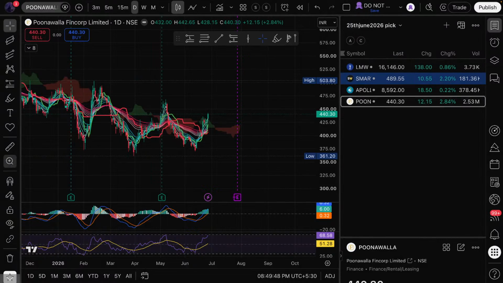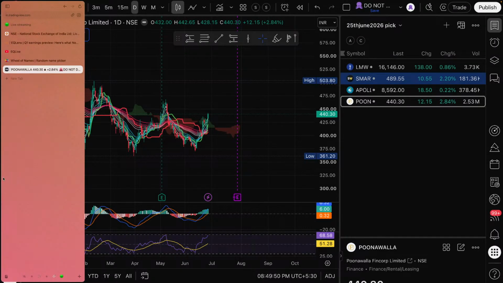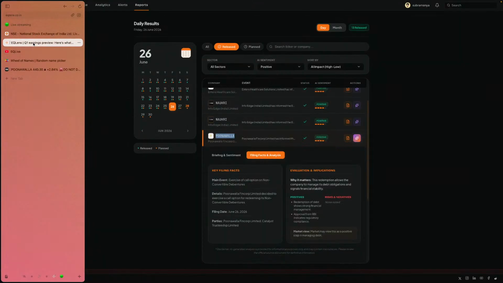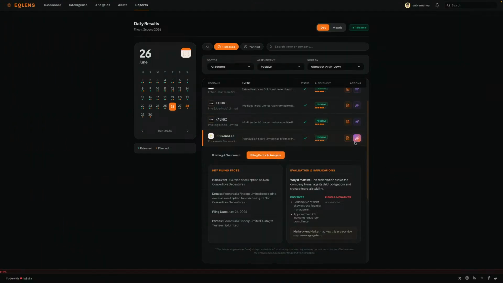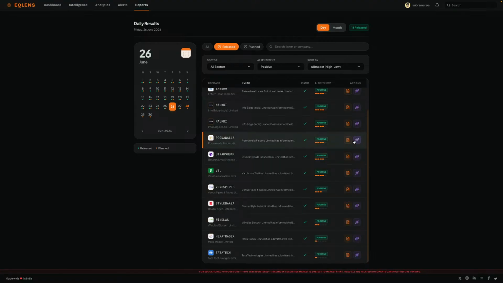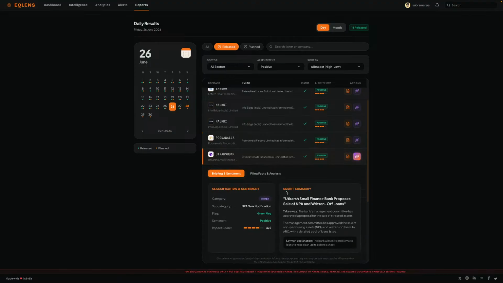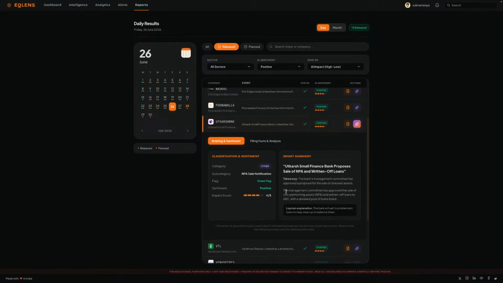Mainly because fundamentals are good, and also the chart looks promising in a day candle. That is the only reason. And I'm also thinking of keeping it for swing, because of this news, it might have a ripple impact for a couple of days. That's why. Utkarsh Small Finance Bank proposes sale of NPA and return of loans.